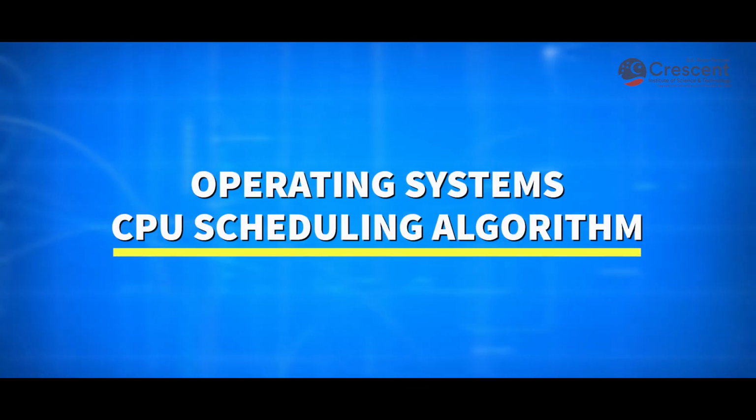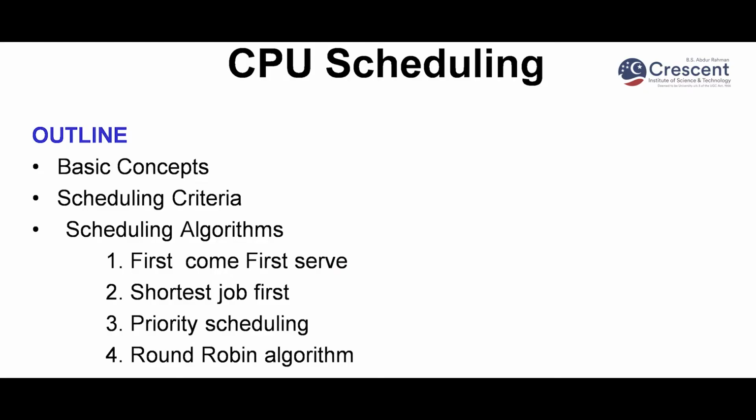Today I am going to talk about CPU scheduling algorithms in operating systems. The outline is basic concepts, scheduling criteria and scheduling algorithms. There are 4 types of scheduling algorithms. Let's see them one by one.